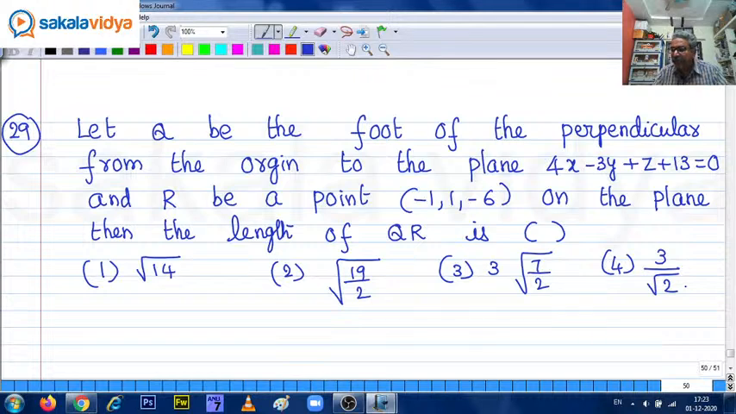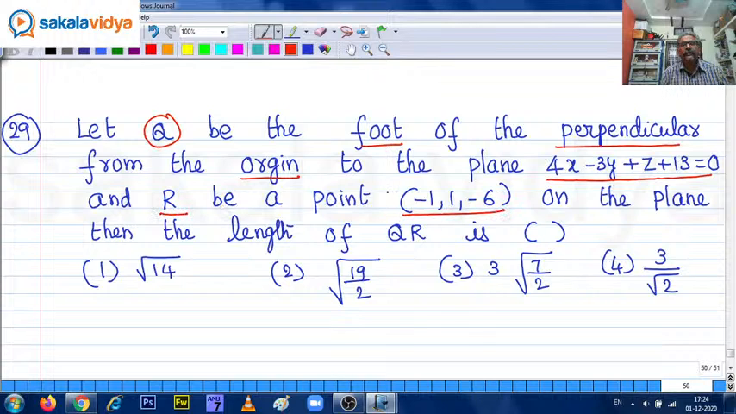This is the question. So all of you look at the screen, go through the question carefully. If you are able to understand the concept, then easily we can do it. This problem can be done in 2 steps. First, the foot of the perpendicular from the origin to the plane we need to find out with the help of the formula. After that, the distance from that point, the foot of the perpendicular Q, to R, we need to apply the distance formula. This problem is related to the plane chapter. Okay, let us solve it now. Q is the foot of the perpendicular from origin to the plane 4x minus 3y plus z plus 13 is equal to 0, and R is the point with coordinates (minus 1, 1, minus 6) on the same plane. Distance between Q point and R point we need to find out.